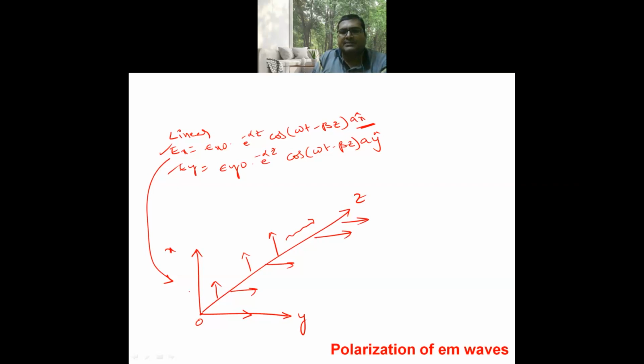In this fashion, you can represent it. If the electric field has both the components X and Y, and they are equal, the resultant electric field traces a circle. If Ex and Ey are not equal, the resultant electric field traces an ellipse.